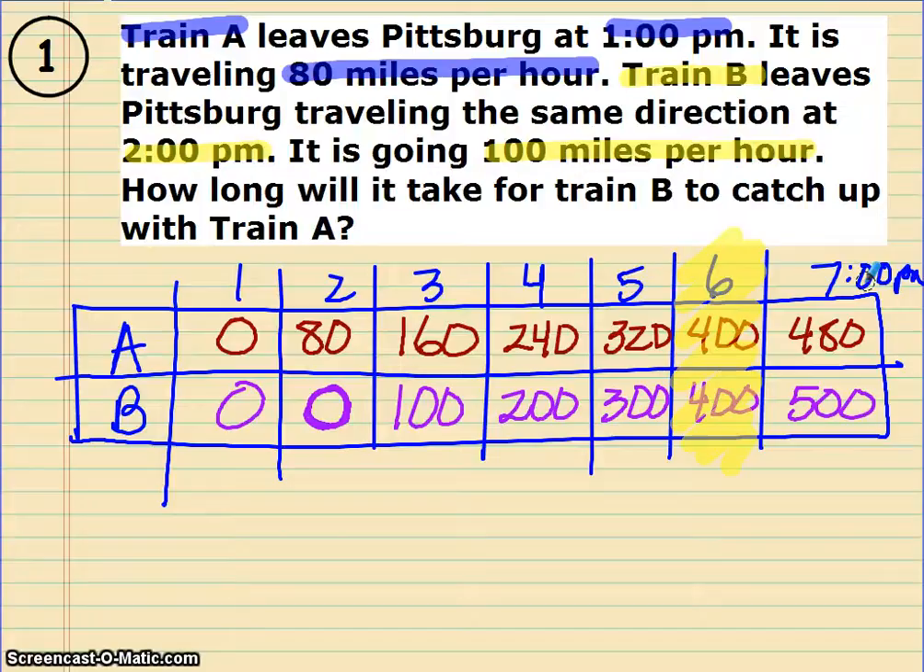What about Train A? How long was Train A driving? 5 hours. How long was Train B driving? 4 hours. So we need to make sure we understand the question. So we've got to be very careful, otherwise we're going to get the problem wrong. So, how long will it take for Train B to catch up with Train A? 4 hours. Why am I highlighting that?